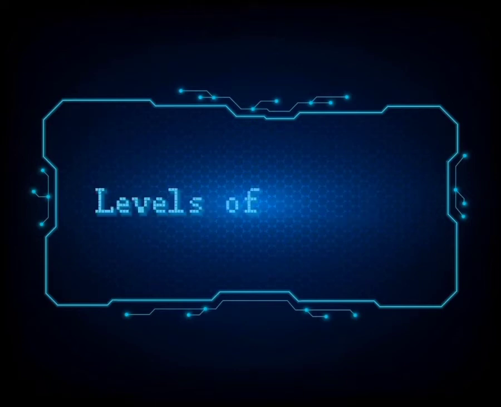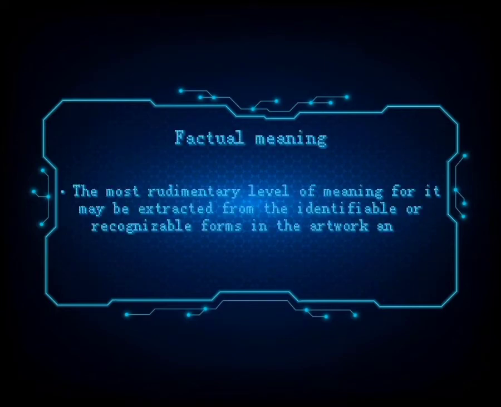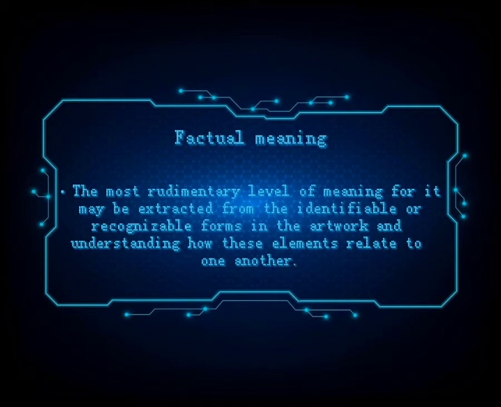Levels of meaning. In understanding the content of art, it is important to note that there are various levels of meaning. The first one is the factual meaning, the most rudimentary level of meaning, for it may be extracted from the identifiable or recognizable forms in the artwork and understanding how these elements relate to one another.